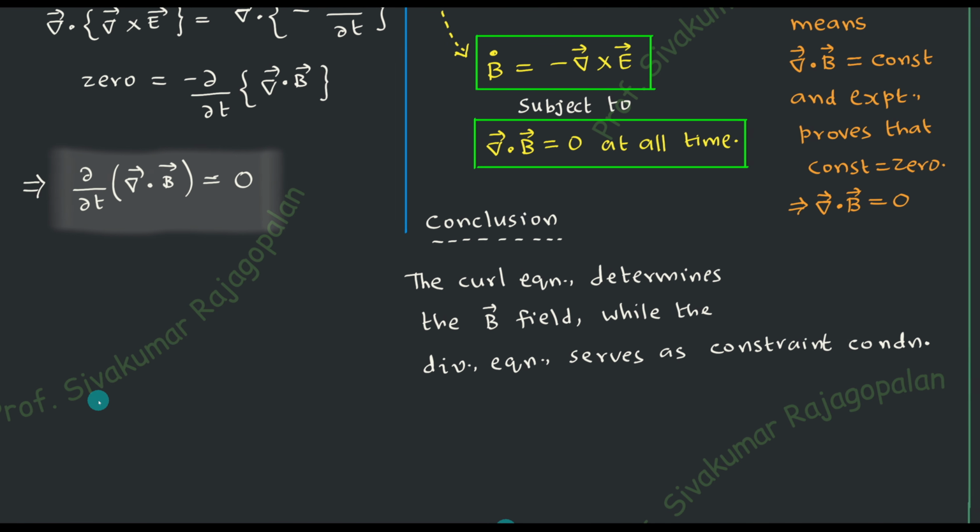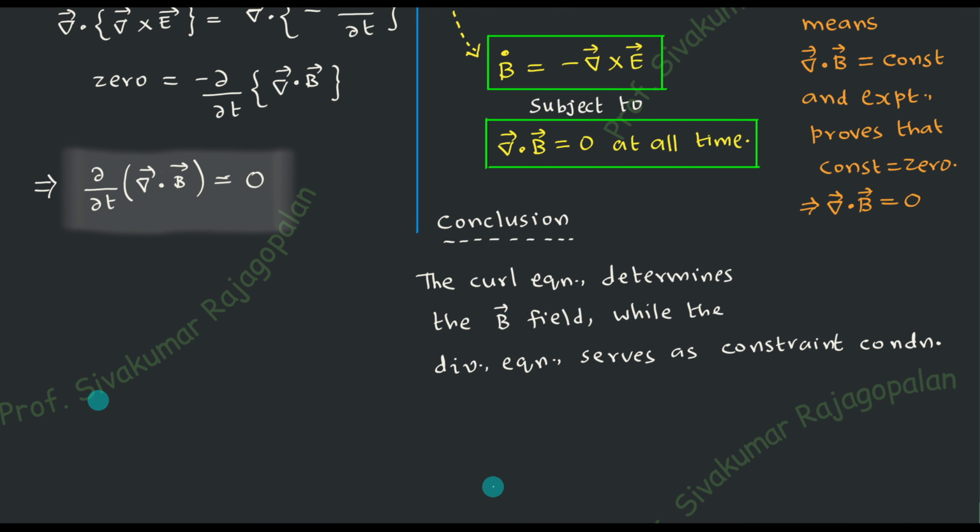So the purpose of all this calculation is to demonstrate this kind of conclusion. So the curl equation is going to determine the field, and the divergence equation will serve the purpose of constraint. So that will be our first conclusion.